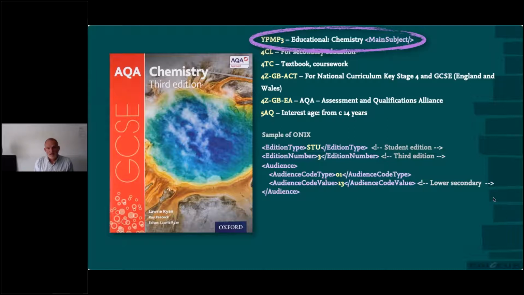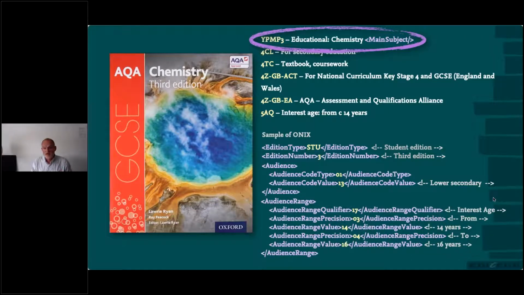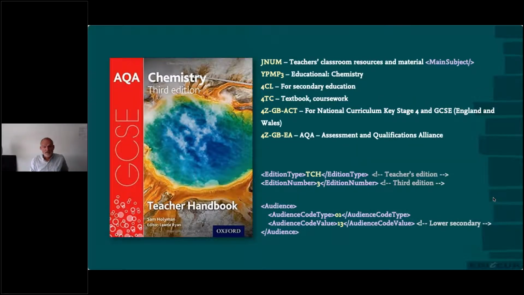And in the Onyx, we say this is the student edition, 3rd edition, and we put in the fact that it's aimed at lower secondary education, and we give the audience range. Age ranges have the advantage of being universal, so they can be understood by everybody, so they're useful for putting in the information.